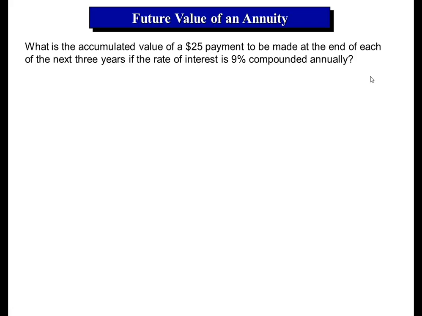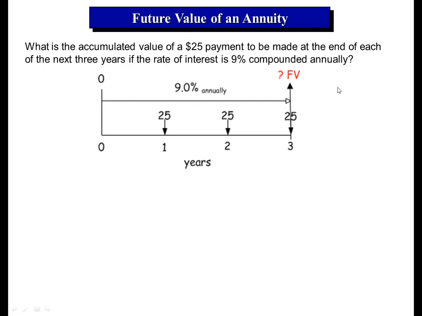What is the accumulated value of a $25 payment to be made at the end of each of the next 3 years if the interest rate is 9% compounded annually? Well, here's what this looks like in terms of a little timeline. You're starting right here today, which is time 0, and you're putting $25 in after 1 year, $25 in after 2 years, and $25 in after 3 years, and asking the question, what is it worth at the end of 3 years? So that's the question mark, and we know what these things are.